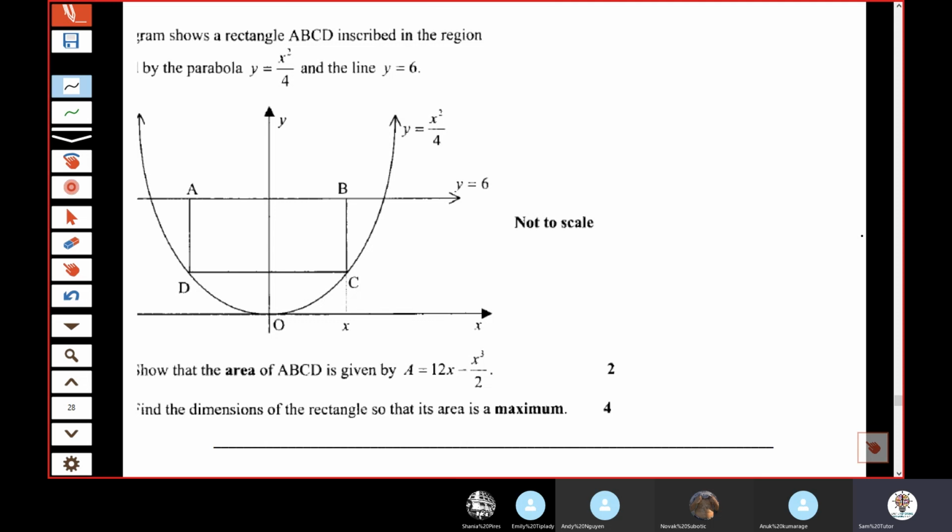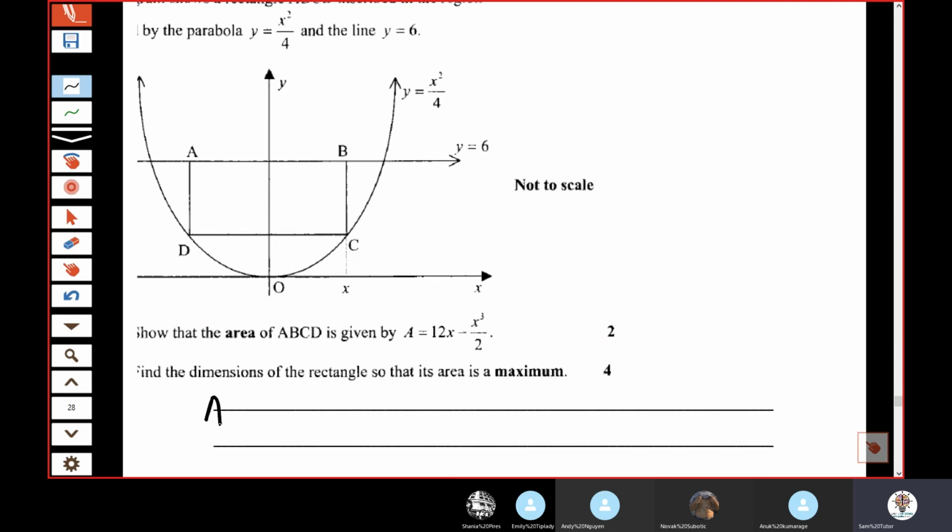Let's do this. The diagram shows a rectangle ABCD inscribed in the region bounded by the parabola y equals x squared on 4 and the line y equals 6. Show that the area of ABCD is given by this. To find the area of ABCD, what formula am I going to use? Area of a rectangle, which is just base times height.